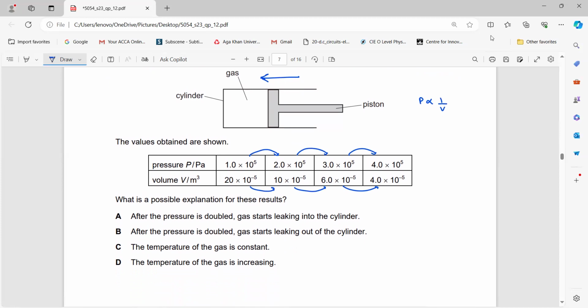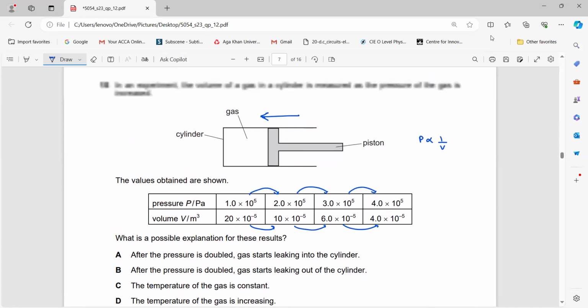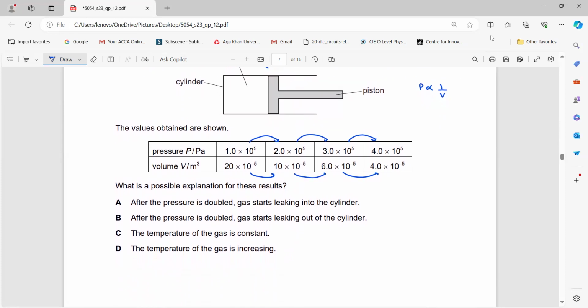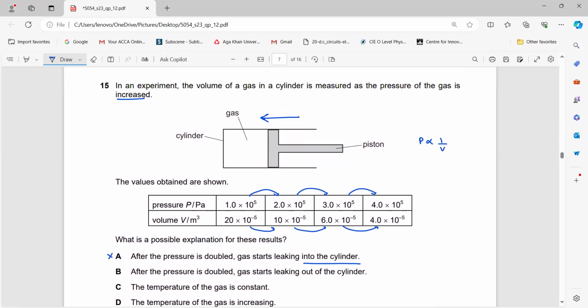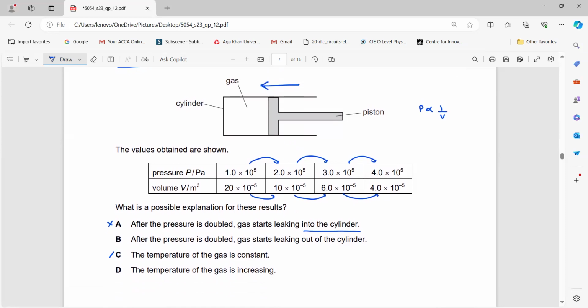What is the possible explanation of these results? This is question number 15. It says, after the pressure is doubled, gas starts to leak into the cylinder? No. After the pressure is doubled, gas starts leaking out of the cylinder. I guess, yes. The temperature of gas is constant. There is no mention of the temperature of the gas in this question, right? There is no indication in the question, so I'm going to cancel this out. What about D?